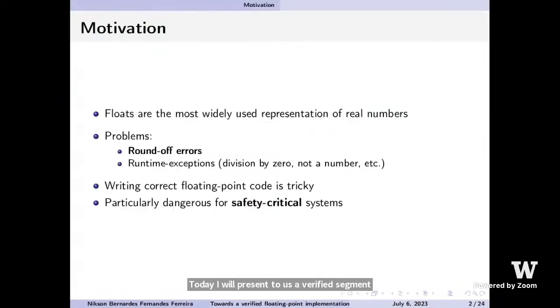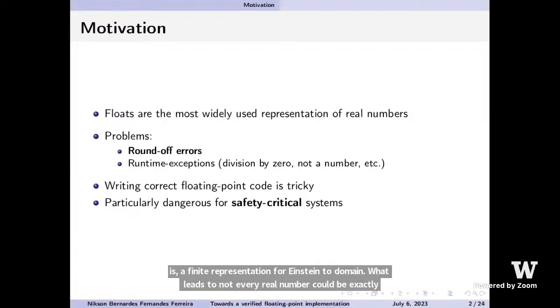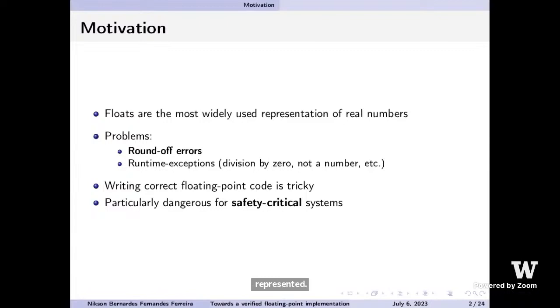Floats are the most common computational representation for real numbers. That is, a finite representation for an infinite domain, which means that not every real number can be exactly represented. This difference between the ideal real number and its finite representation is called round-off error. This is not the only problem of this domain. We also have runtime exceptions, such as division by zero, not a number, etc.